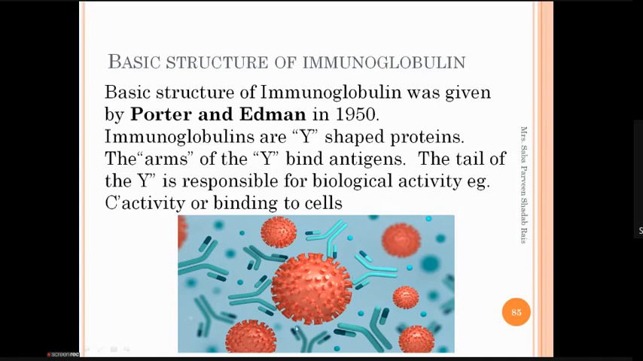Here this red molecule I have suggested as the antigen, and this blue Y-shaped molecule is your antibody. So they said this region, the broad arm, is responsible for binding to the antigen, and the tail, when we talk about the tail, means this region.